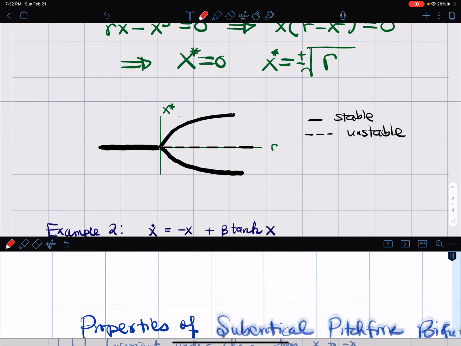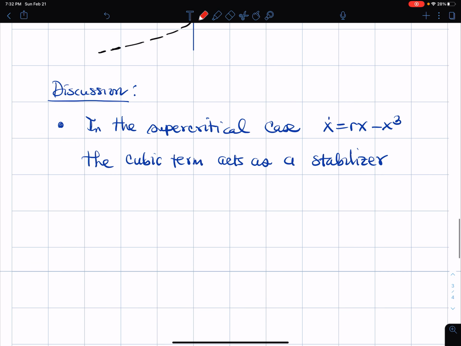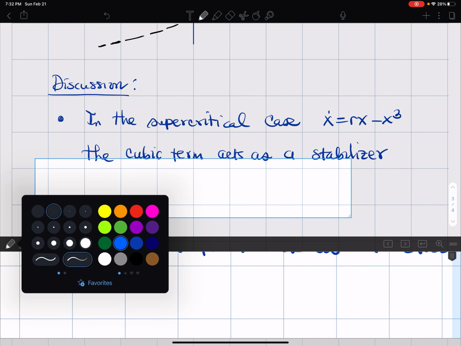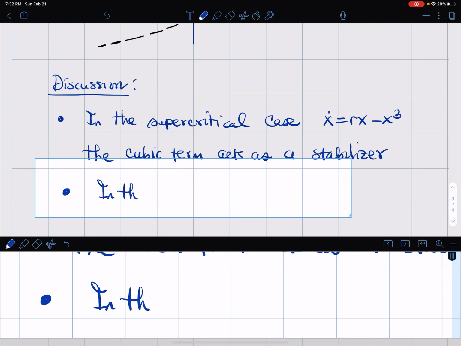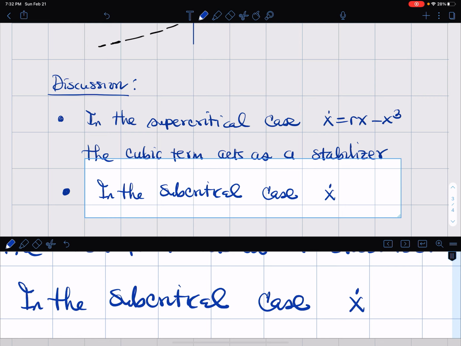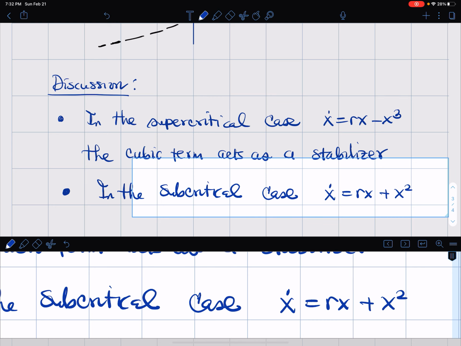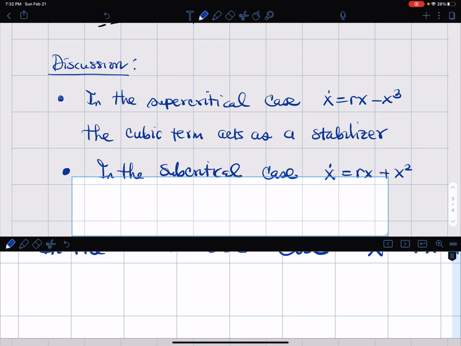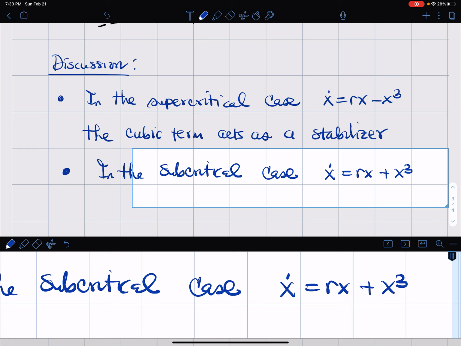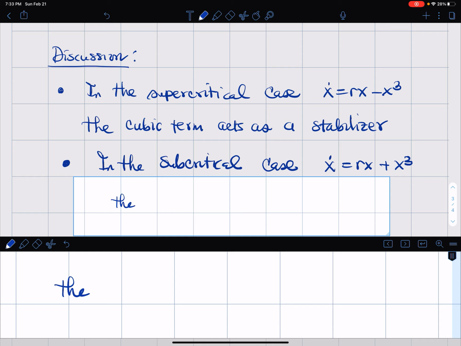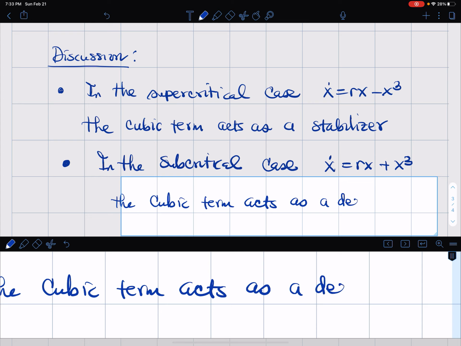And in the subcritical case, rx plus x cubed, the cubic term acts as a destabilizer.